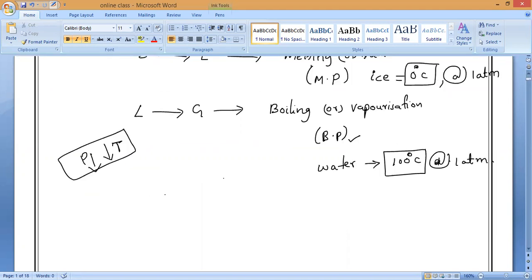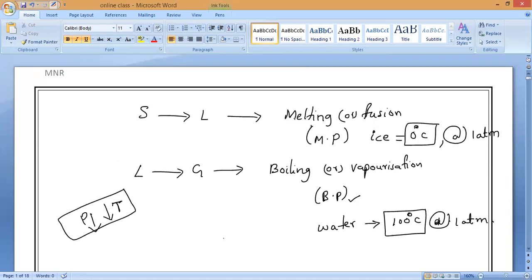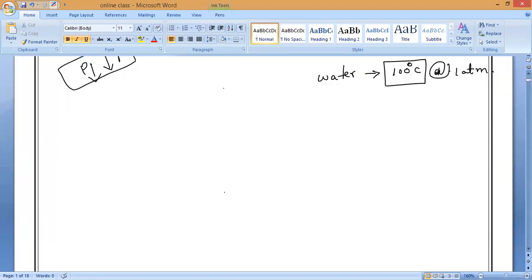In last class, these are the things we studied: what is solid to liquid change, how we can do it, and what is happening. In both these cases, temperature is rising. Solid to liquid, temperature increases, and liquid to gas also, temperature increases. Yes or no? Now, the next process which we are going to study in today's class is gas to liquid. That is what you all know: condensation.